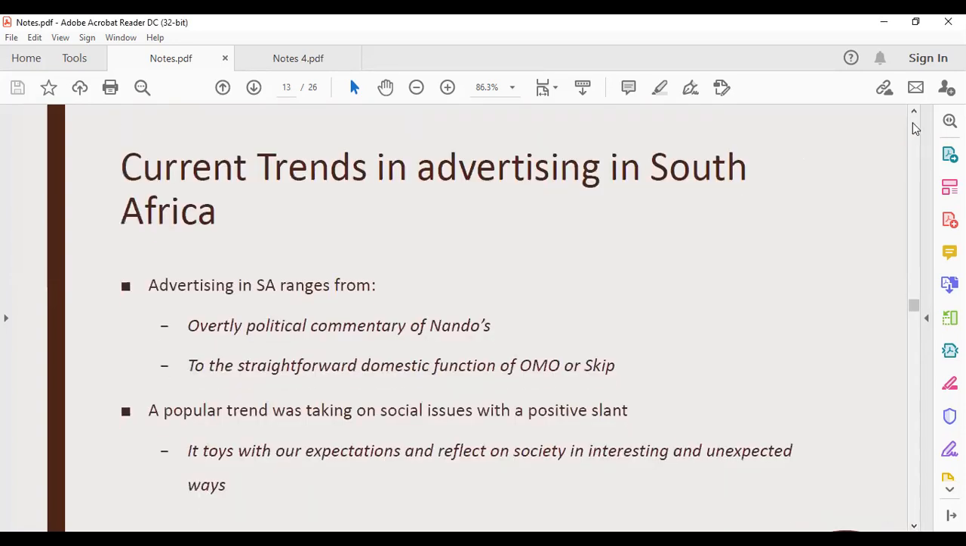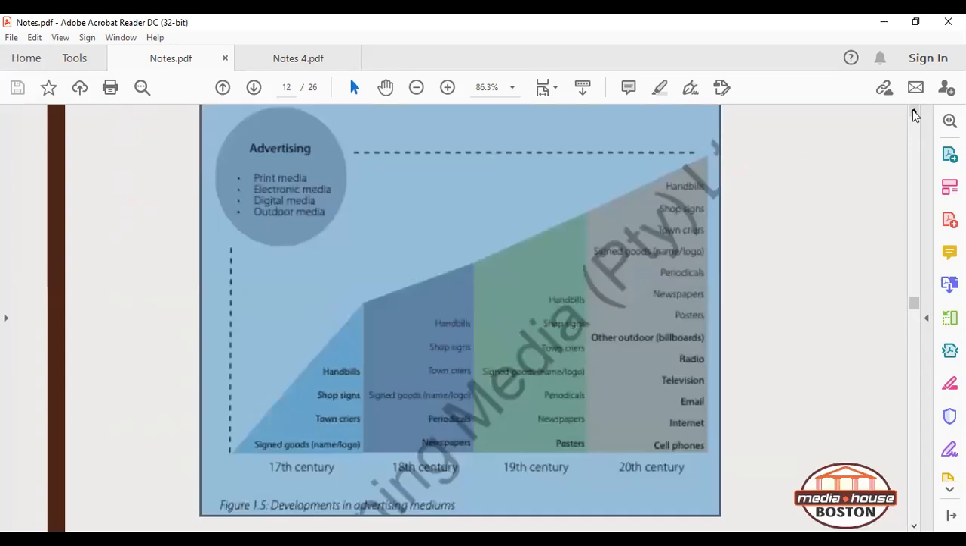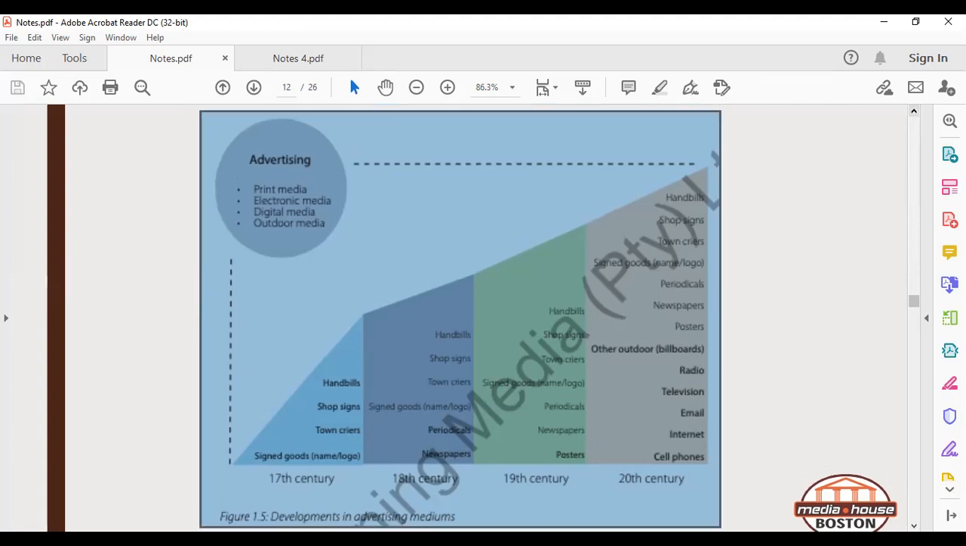So as I was explaining before, how advertisement moved from the 17th century, how it started back then in Egypt, advertising on a clay pot, on a paper. 18th century, it moved to shop signs, to town criers. People would stand on a stool and shout, "Come and buy here, we have these." Then it moved to the 19th century. We had posters, we have newspapers, we have periodical magazines and journals. Then it moved to the 20th century. We started having cell phones, internet, email, television, and radio. Okay.